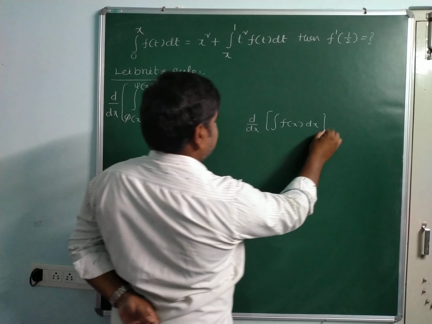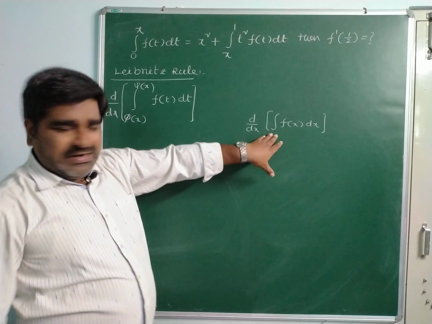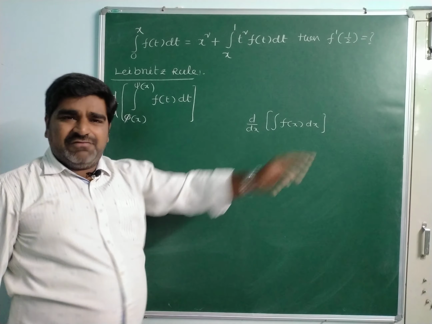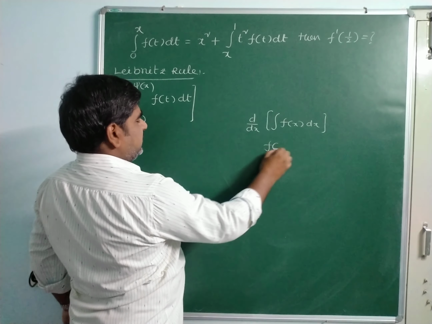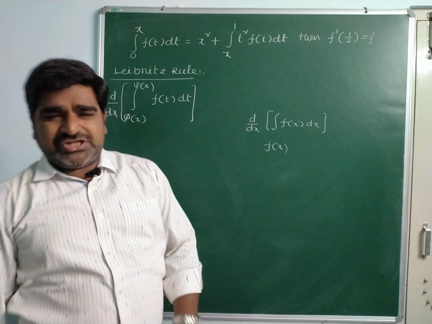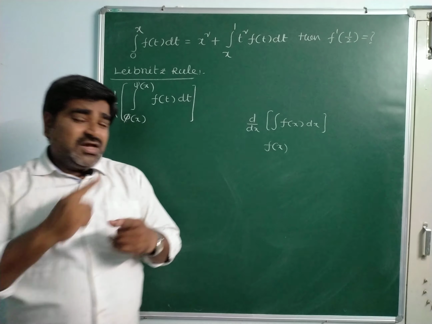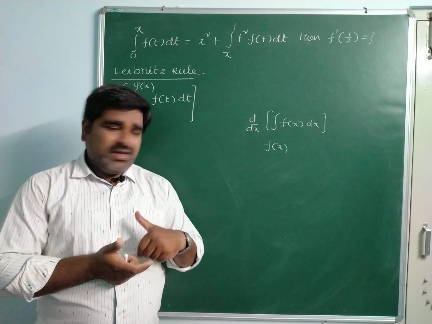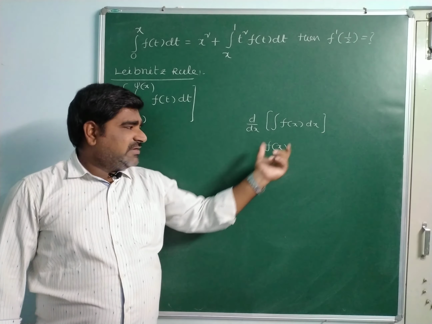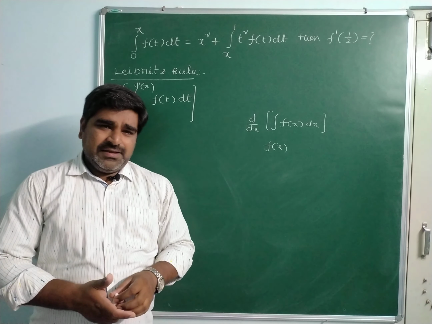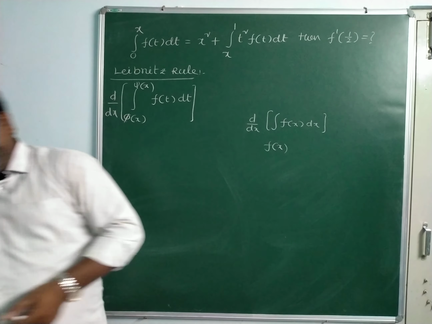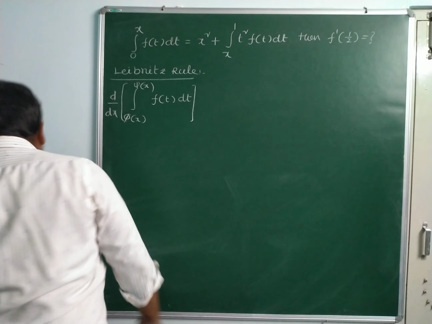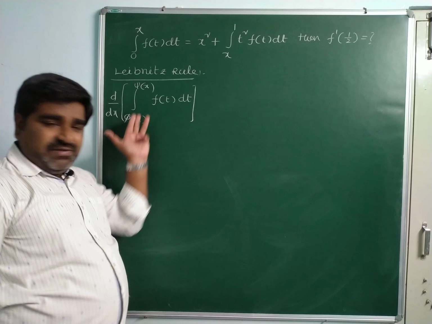Suppose, for example, d by dx of integral of f of x dx. Here this is an indefinite integral, not a definite integral, so it is very easy. D by dx of integral of f of x is simply f of x. Integration and differentiation cancel, because integration is the inverse process of differentiation and vice versa. But in definite integration, it should not be like that. In definite integration, the limits are there now.